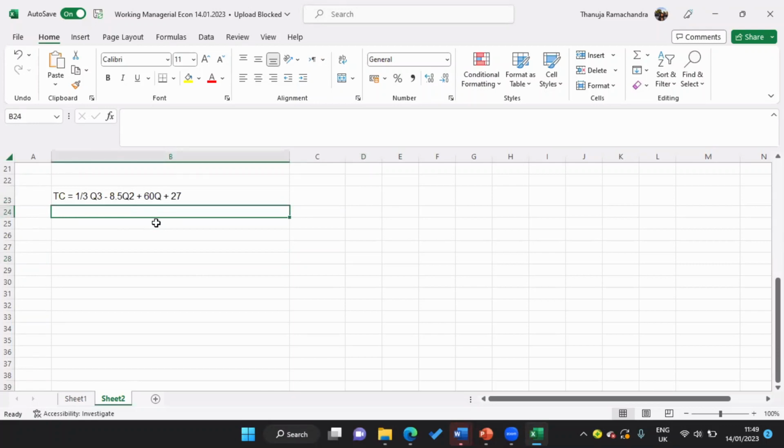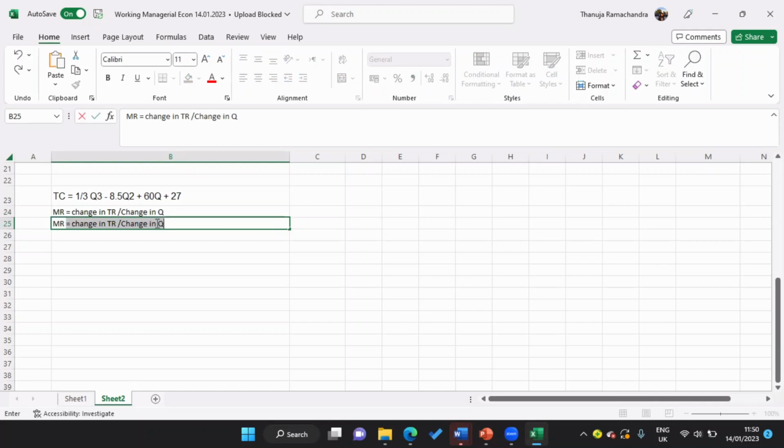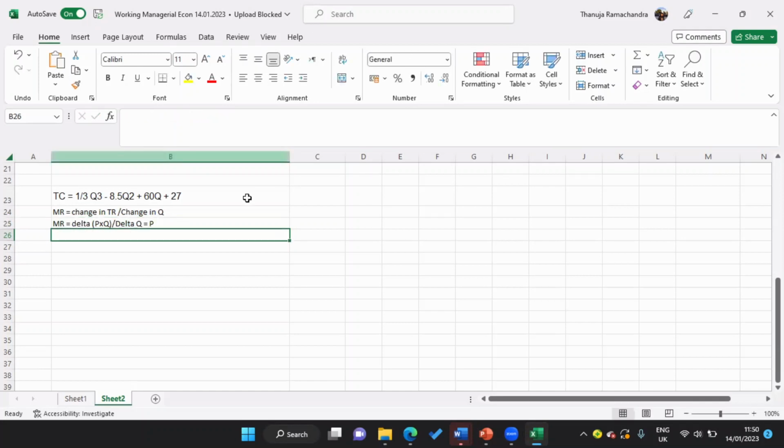Right. So MR is the change in TR divided by the change in Q. Price is constant, so I write delta of P into Q divided by delta Q. So that's equal to P. So MR equals 30.